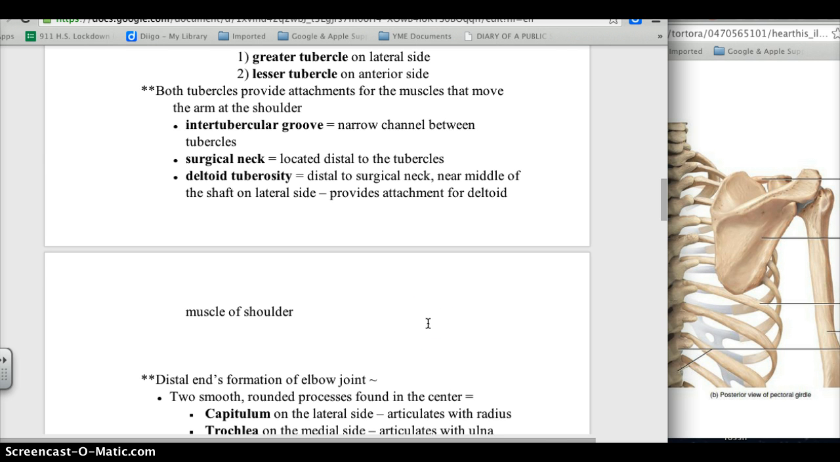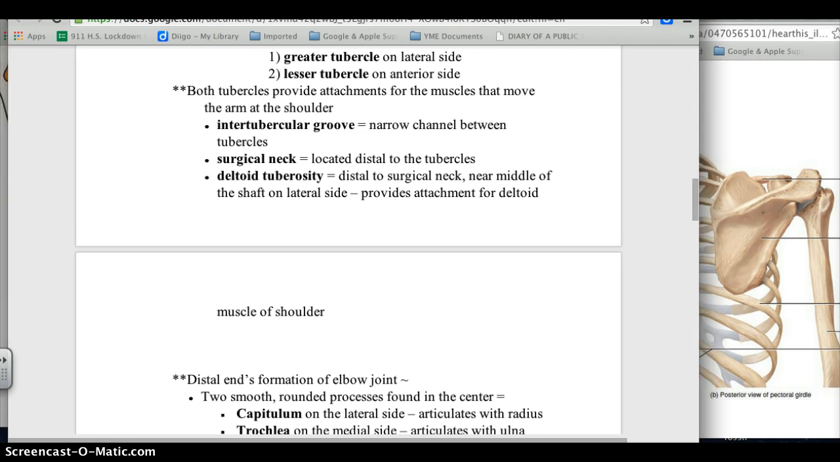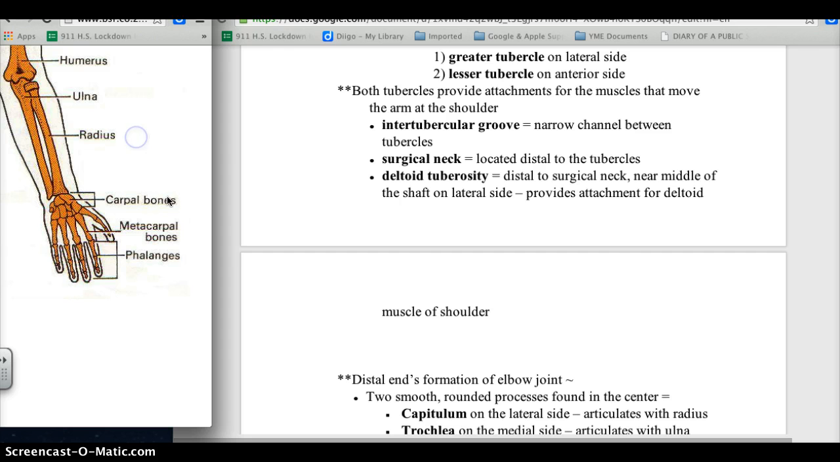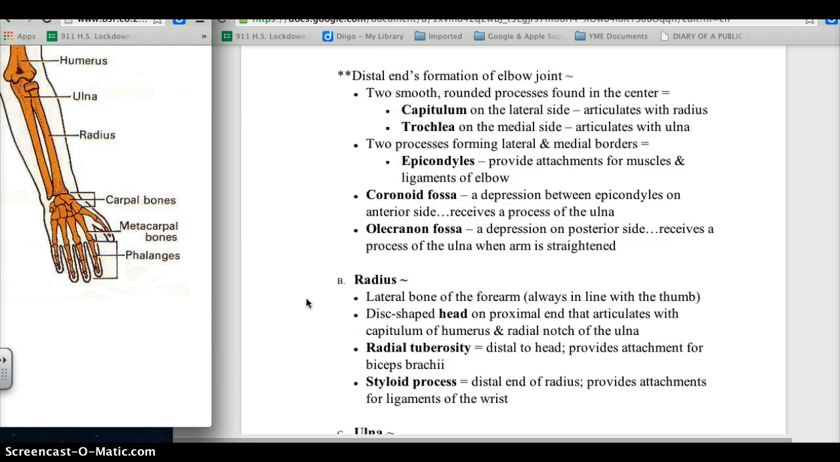All right, I'm going to switch over a little bit because this first picture we talked about didn't go as far as this one. And again, it's just the basics. As we get down to the distal end of the humerus, we're running into your elbow, the elbow joint. So as you look at the end of the humerus, and this is a pretty rough drawing, so grab your textbook, there are two smooth rounded processes: the capitulum, which is on the lateral side, and the trochlea, which is on the medial side.